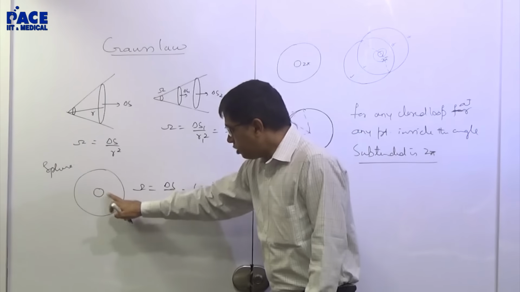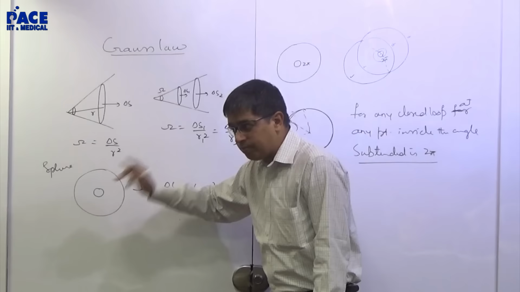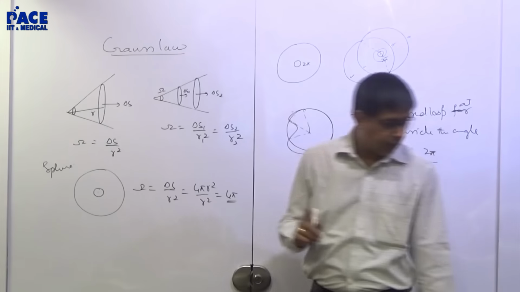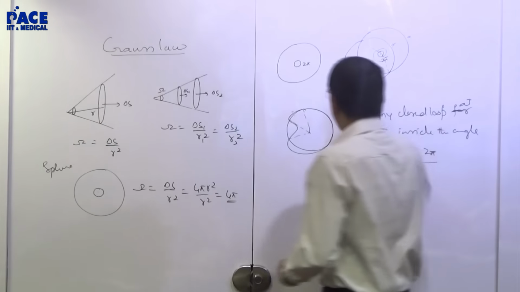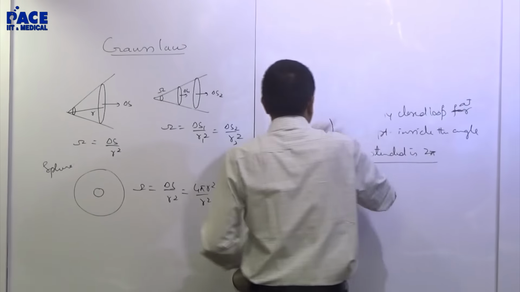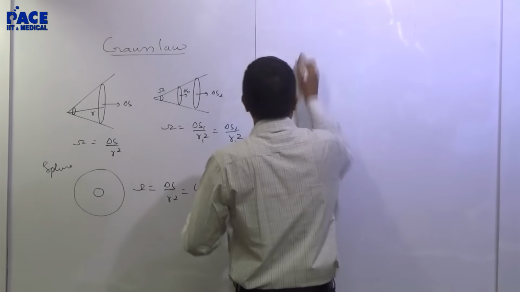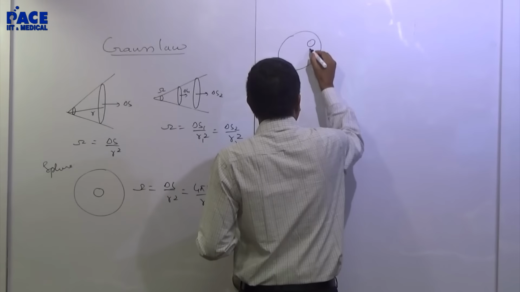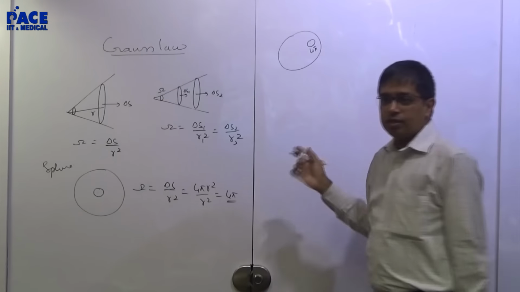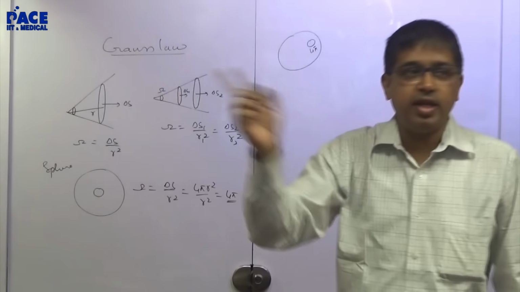Now, for a sphere at the center, the angle subtended is 4 pi. What if I consider a sphere and I ask you the angle subtended not at the center but somewhere here? Even then it is 4 pi. The logic you are extrapolating from the linear angle concept.